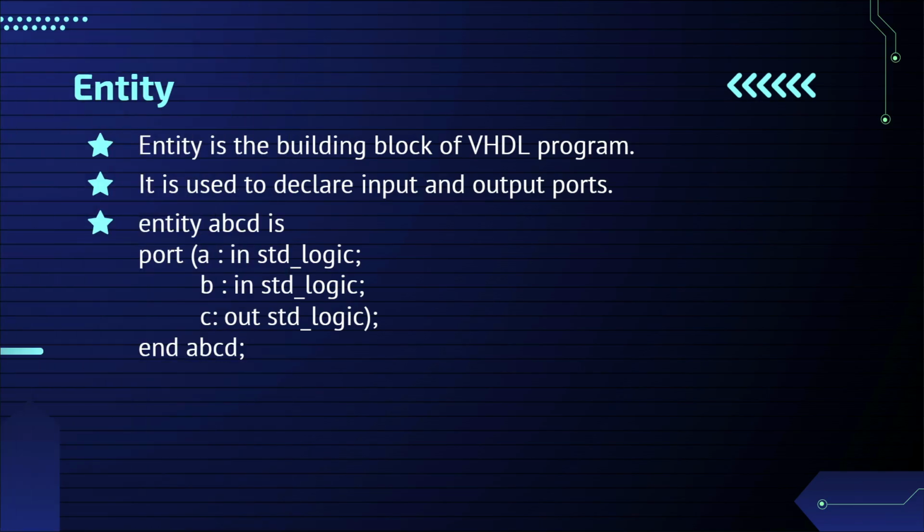Next, we define an entity. An entity is like a box that has inputs and outputs. For example, if we want a simple circuit with two inputs A and B and one output C, we write entity ABCD is port, A in STD_LOGIC means it is an input port, B in STD_LOGIC means it is an input port, C out STD_LOGIC means it is an output port, and at the end we end the entity using end ABCD. This means A and B are inputs and C is the output.